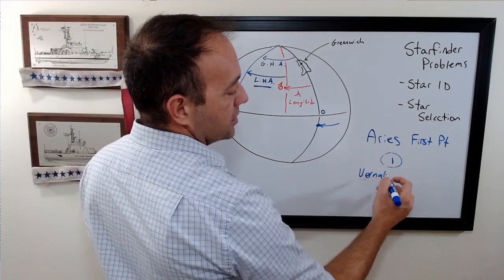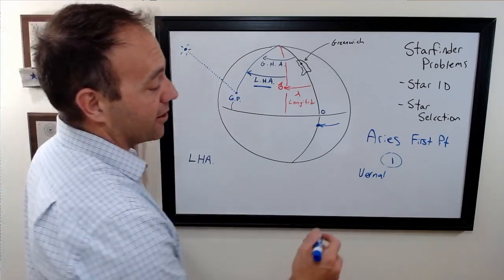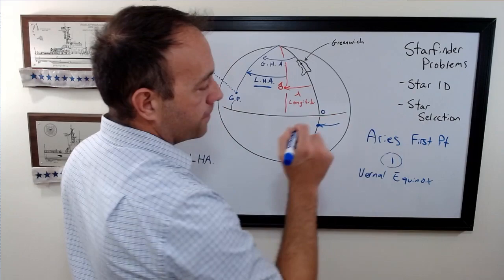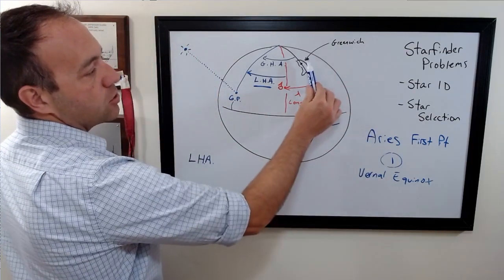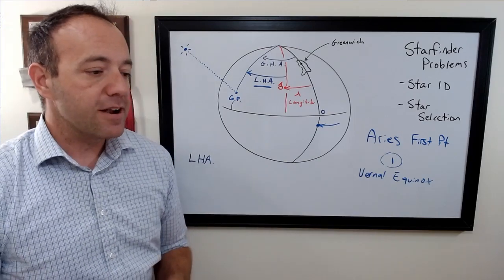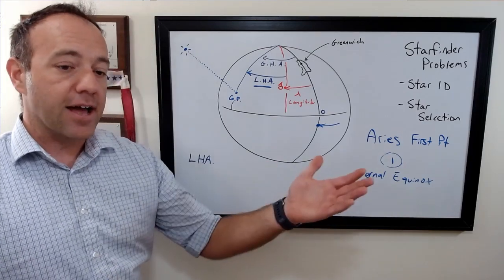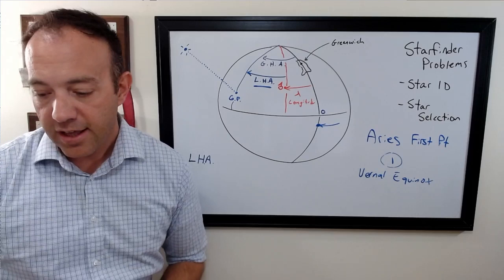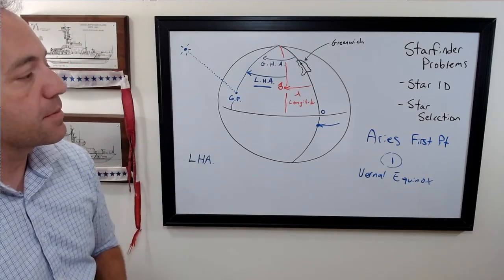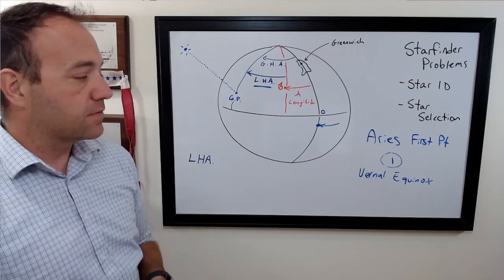None of this is important to use the Starfinder. It's just background information. So on the vernal equinox, the first point of Aries passes over London's longitude. In essence, the first point of Aries is the Greenwich of the sky. It's just a zero point for the sky, and that's what we use to orient things up in the sky, the celestial sphere.